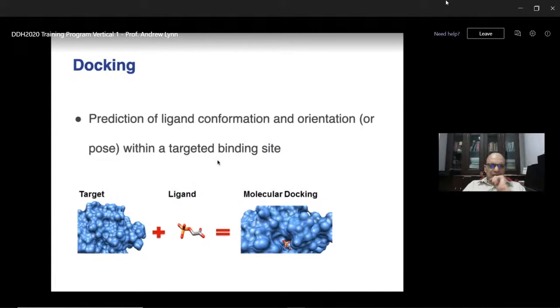So docking, you have a choice, a large number of methods. Essentially what you have is a method that predicts the ligand conformation and the orientation or the pose within a targeted binding site. So you have your protein, you have your small molecule, and it docks in.